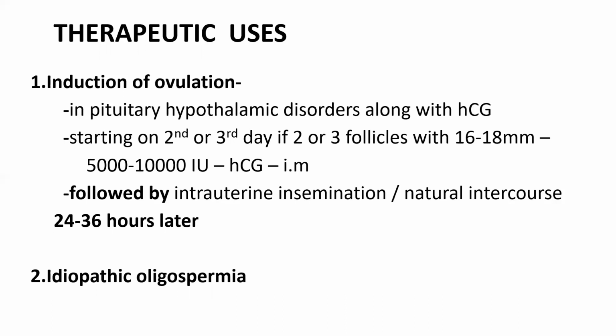And if the follicle size attains 16 to 18 millimeters, then we have to give 5,000 to 10,000 international units of human chorionic gonadotropins intramuscularly, and it is followed by intrauterine insemination or natural intercourse within 24 to 36 hours after giving the human chorionic gonadotropins. The second use of the gonadotropins is idiopathic oligospermia.